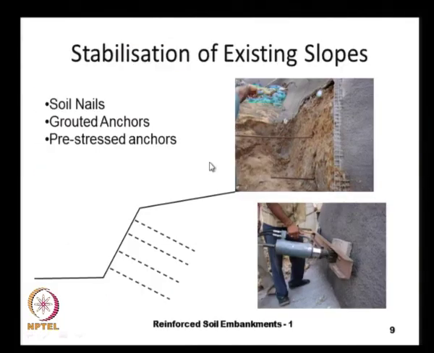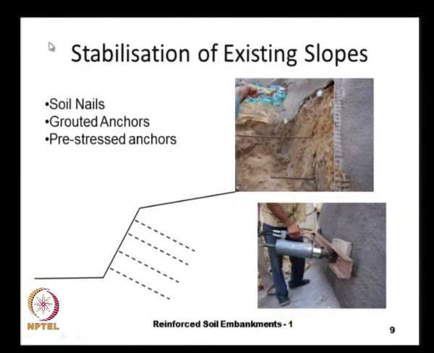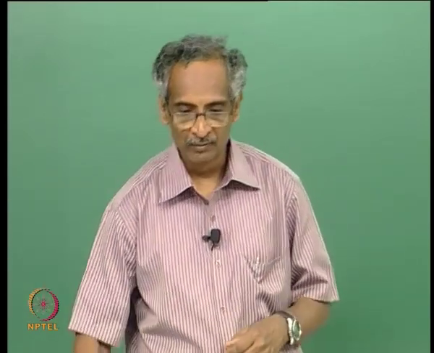And what do we do with existing slopes? We have many slopes that are already constructed, but which show signs of distress, and we can use different techniques like the soil nails. Actually, a nail is nothing but a steel rod that we drive into the slope to connect the active part, that is the moving part of the slope, with the passive part, that is the resisting part of the slope.